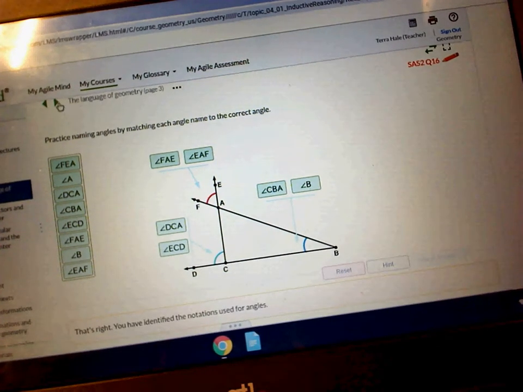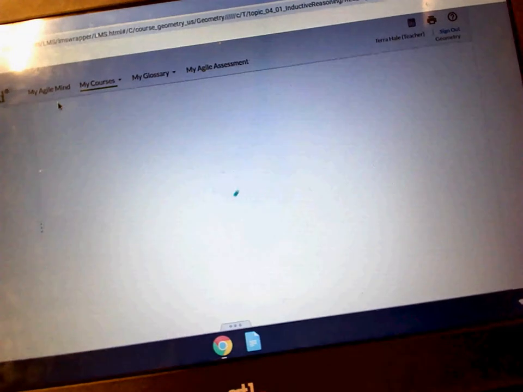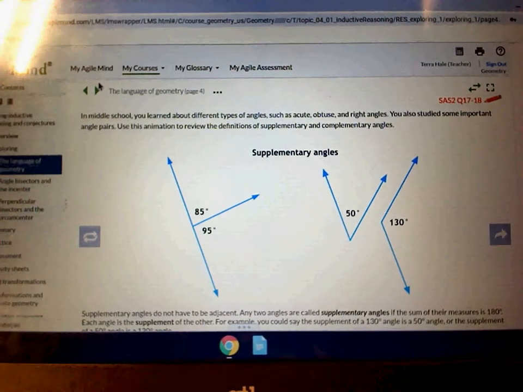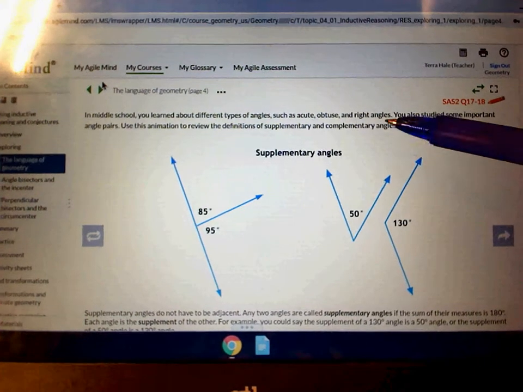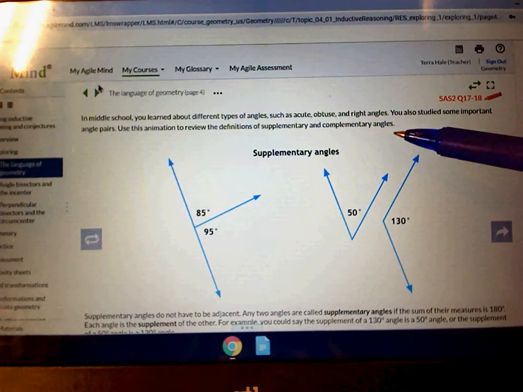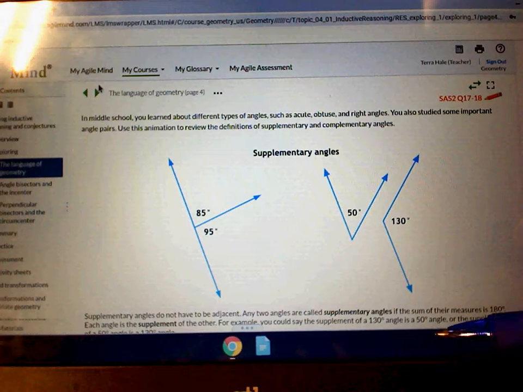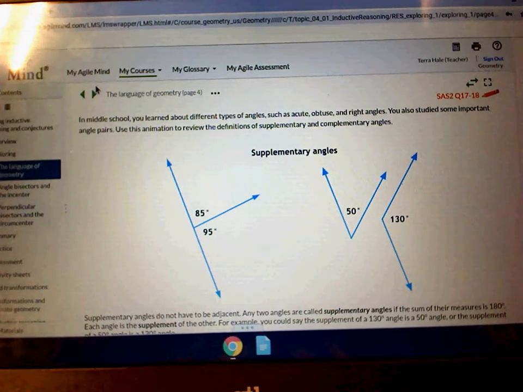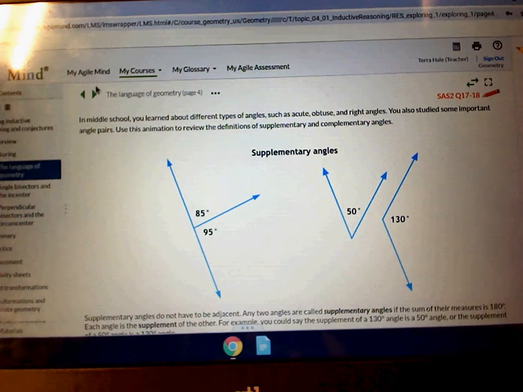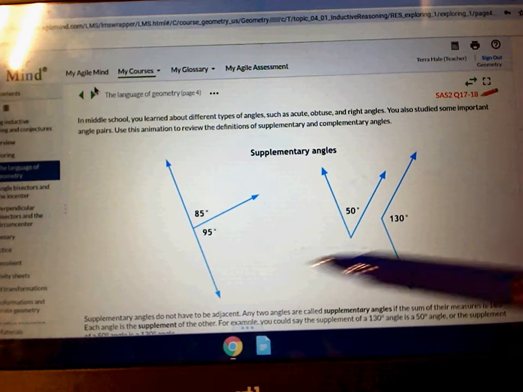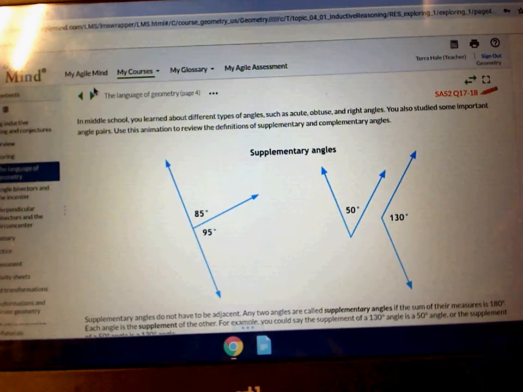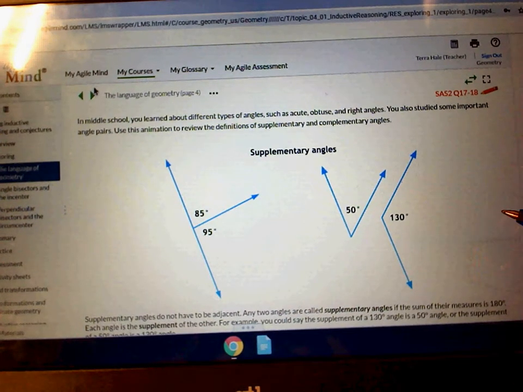All right, so the next thing we're going to briefly talk about are supplementary and complementary angles. When we talk about supplementary and complementary angles, we're talking about a pair of angles, so there has to be 2. And we're talking about what their specific sum, which means adding the 2 measures, has to equal. So these are examples of supplementary angles. Supplementary angles have to be 2 angles with a sum of 180 degrees.